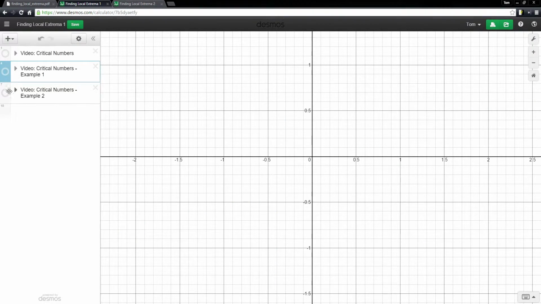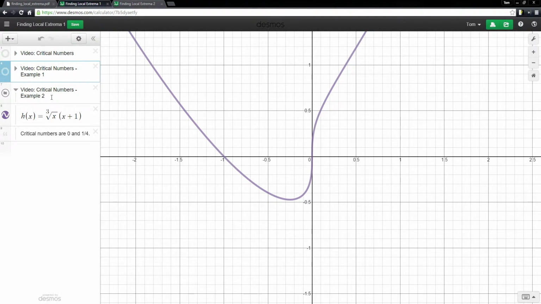Now let's take a look at the function that we looked at in the video critical numbers example 2. In that video, we found that there were two critical numbers, 0 and negative 1/4. Negative 1/4 is right here, and we can see that there is a local min there. But then right here, wait a second. In this example, 0 was a critical number, but there is no local max or local min right at 0.